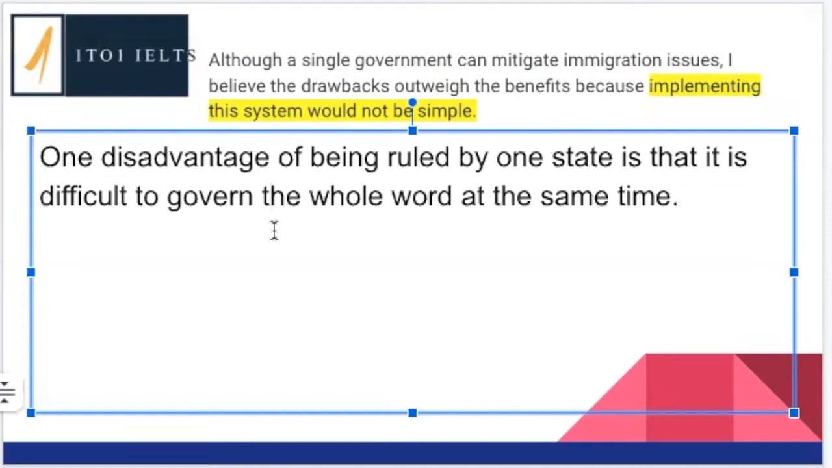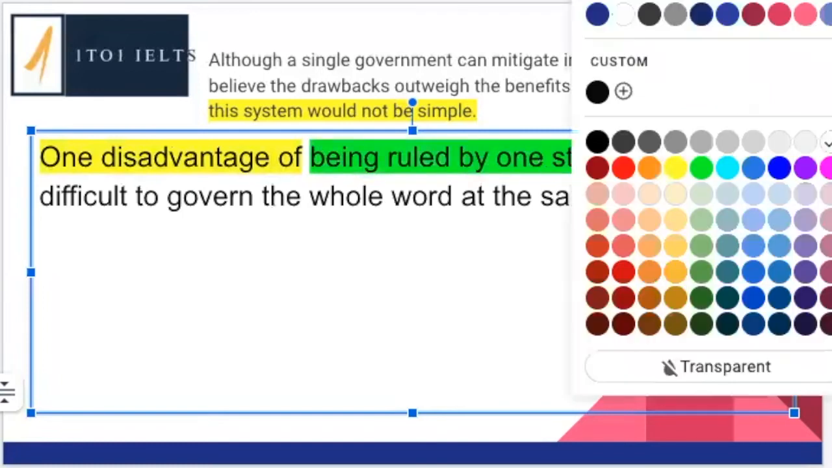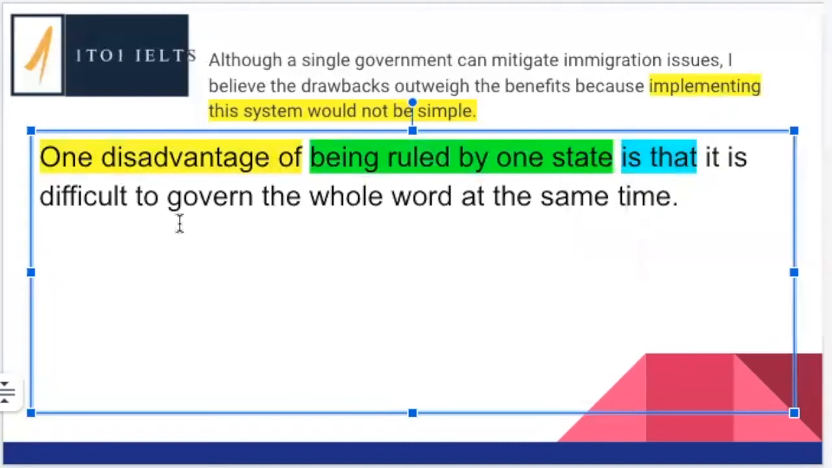We have our first one here. So one disadvantage of being ruled by one state is that it is difficult to govern the whole world at the same time. So we're going to, again, get our colors, make sure we're all right. One disadvantage of, excellent. Being ruled by one state. Yeah, we know what the disadvantage of is. Now we have our joining words. It is difficult to govern the whole world at the same time.